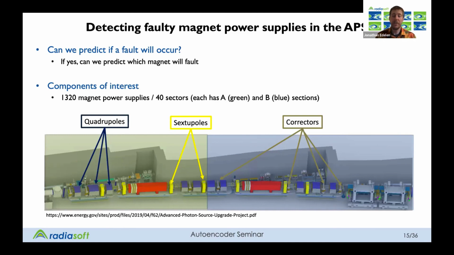The storage ring, just for familiarization, is broken down into 40 sectors. Each sector has an A section and a B section, which I've highlighted here in green and blue respectively. And then in each section, there are quadrupoles, sextupoles, and corrector magnets. There are also the dipoles. We're not studying the dipoles in this particular analysis, but we could do that in the future. Right now, we're just interested in studying the quadrupoles, the correctors, and the sextupoles. All told, there are 1,320 magnet power supplies in the ring, and that's a pretty significant increase in the number of parameters as opposed to the previous study.